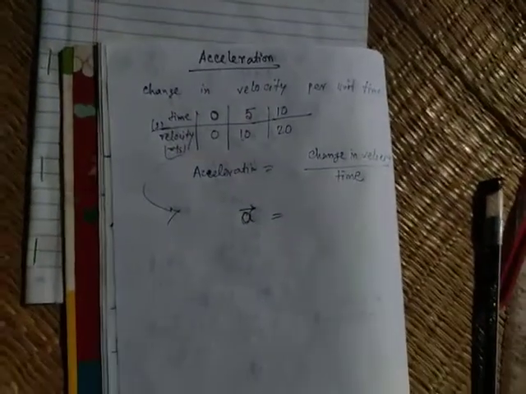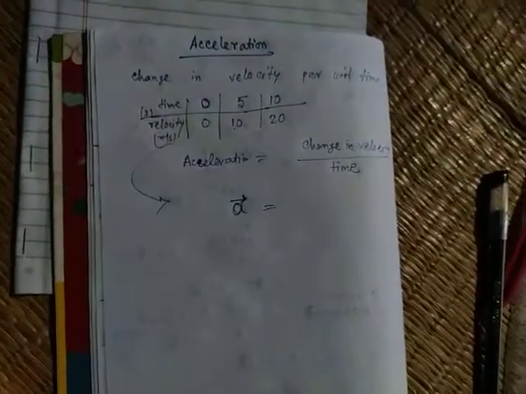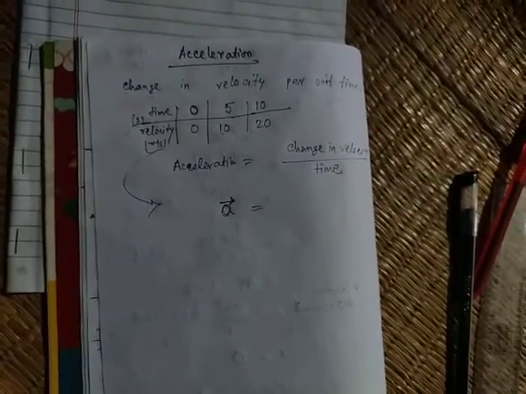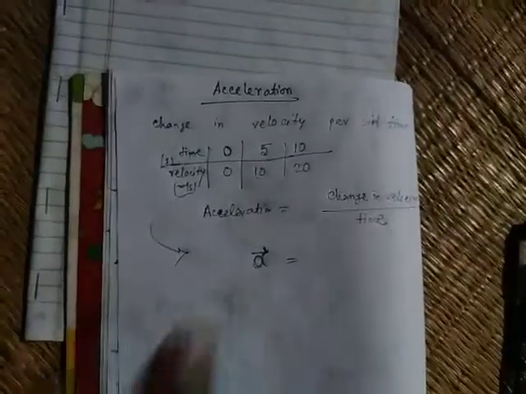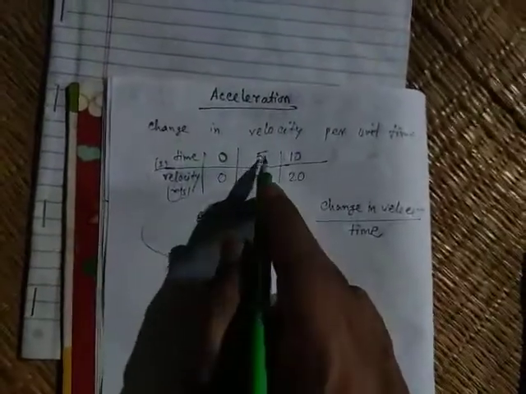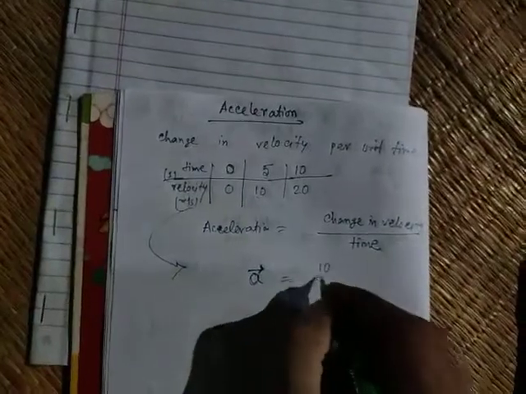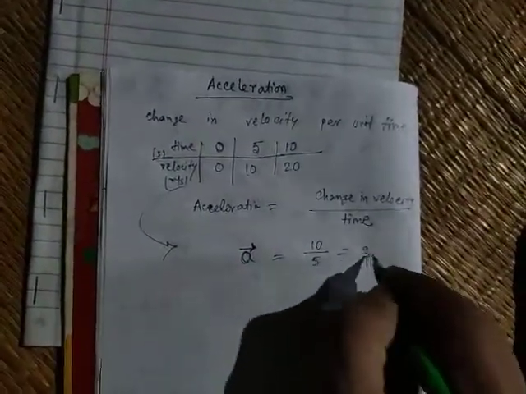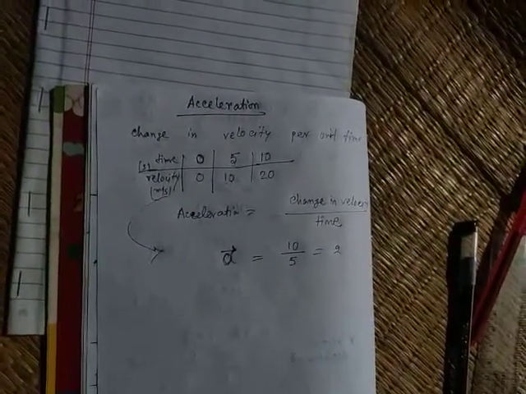Always remember, to represent any vector quantity, we use this arrow above the alphabet. Above the symbol or above the alphabet, we use the arrow sign to represent the vector. So acceleration is a vector quantity. Here, if you see the change in velocity, final velocity 10, initial 0, so change in velocity is 10 minus 0, 10, and time 5. So acceleration is 2. Clear? What does this mean, what is acceleration?